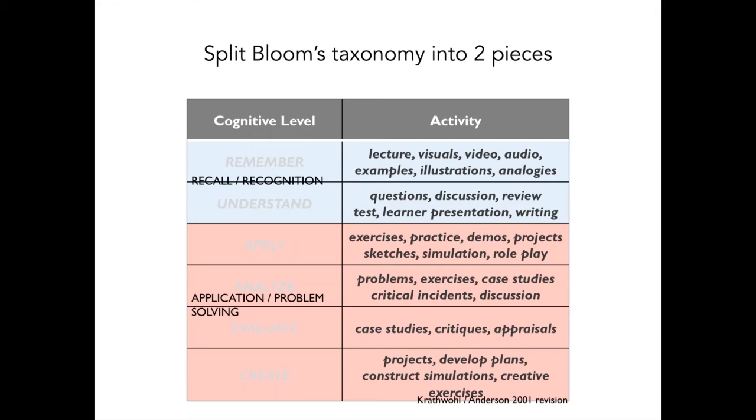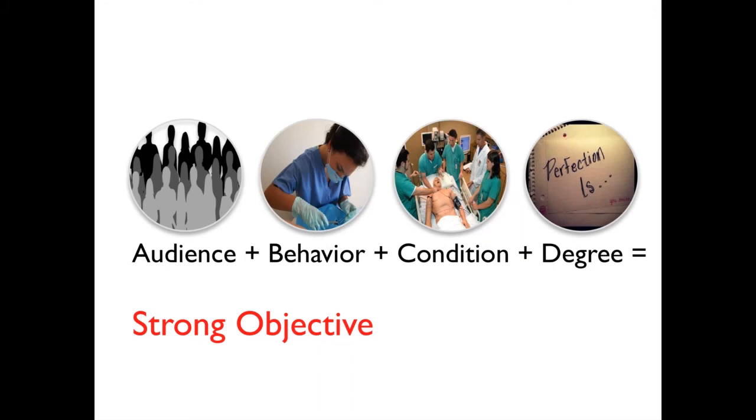Also, remember that in order to have a really strong learning objective, you want to list out the audience, behavior, condition under which it will be demonstrated, and the degree or how well the students will perform. So list out your learners, what they're going to do, and then how well they will perform to determine how you're going to evaluate the effectiveness of your class.